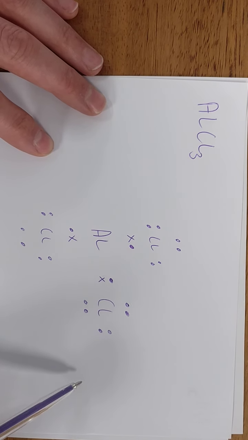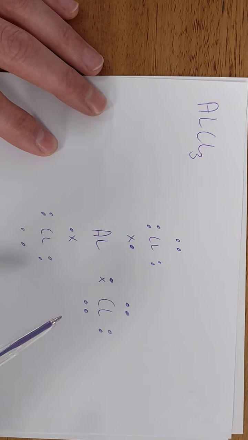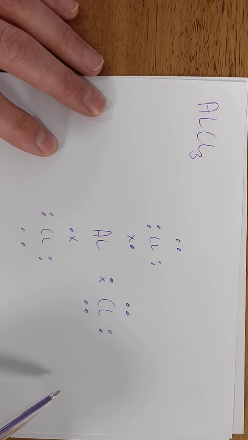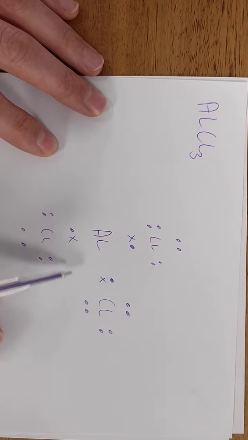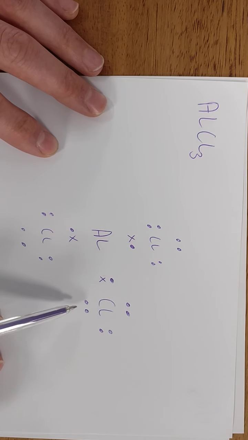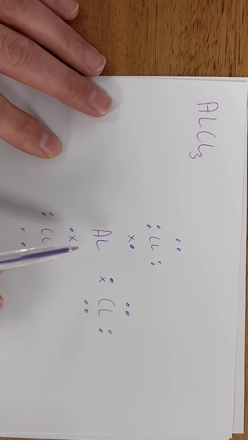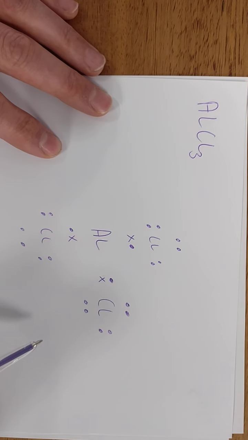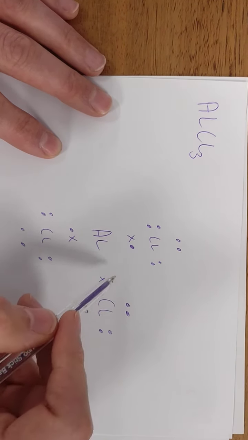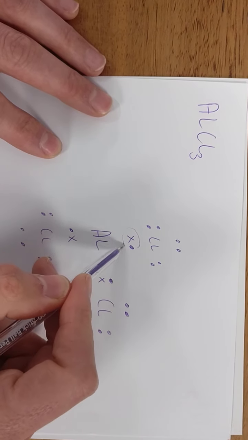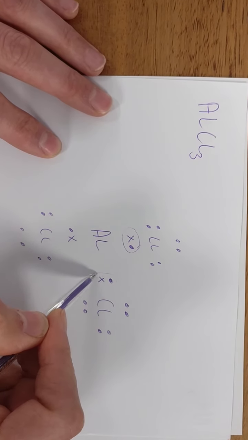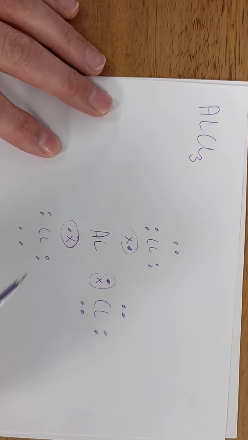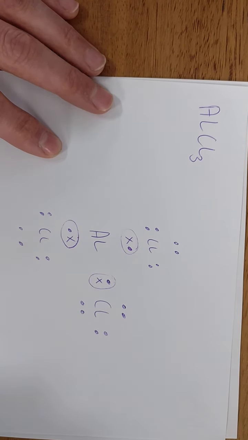The next thing we need to do is look at the number of bonding and non-bonding pairs surrounding our central atom, in this case aluminium. Now, we can think of each of these bonding pairs, and we'll see some non-bonding pairs or lone pairs later as well, as areas of electron density, places where we find electrons, and there are 3 around our aluminium trichloride.